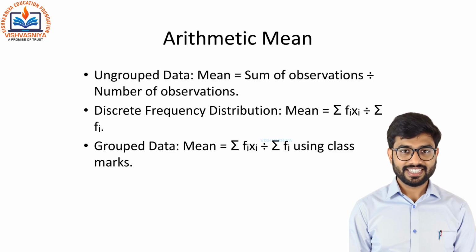For ungrouped data, mean equals sum of all observations divided by number of observations. For discrete frequency distribution, mean equals sum of frequency multiplied by value divided by sum of frequencies. For grouped data, we use class marks. The formula is the same, sum of frequency multiplied by class mark divided by sum of frequencies.